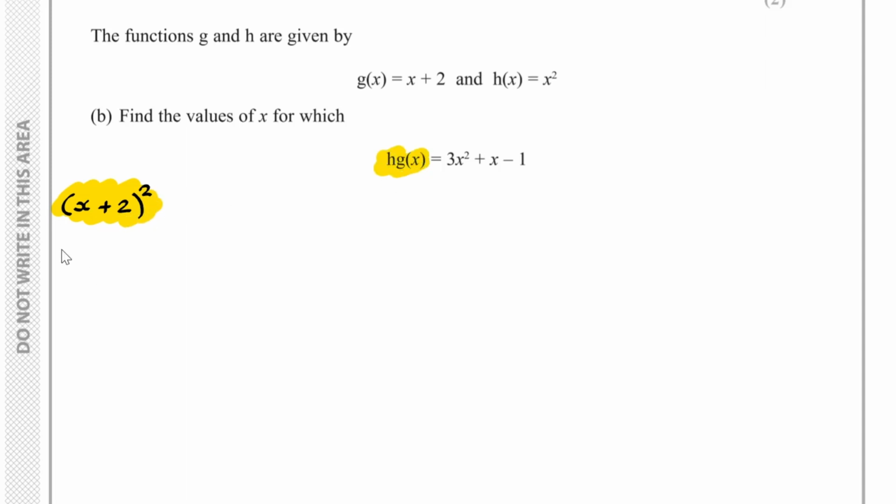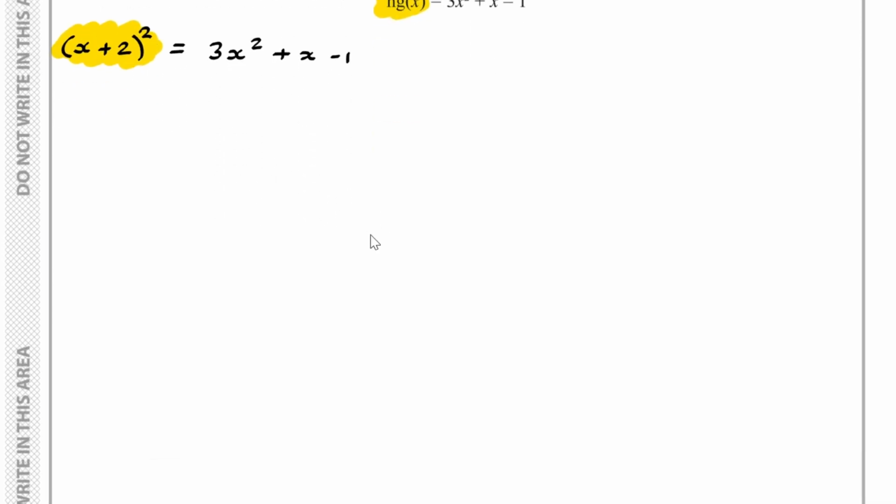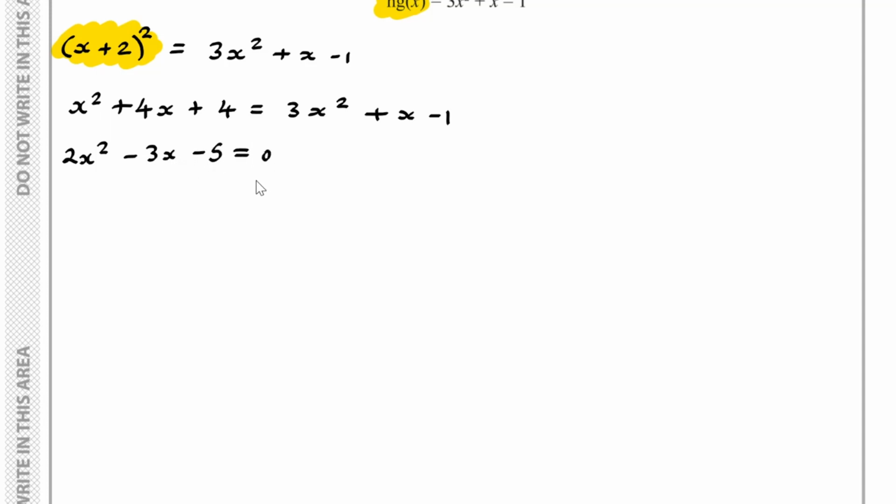So this here is h of g of x, and this is equal to 3x squared plus x minus 1, and we have to find the value of x. So first thing, expanding, x squared plus 4x plus 4 is equal to 3x squared plus x minus 1. Tidying everything up by taking everything over to one side, 2x squared minus 3x minus 5 is equal to 0.